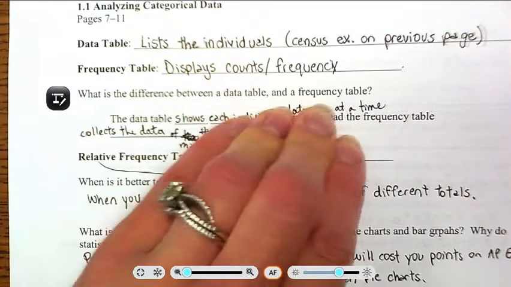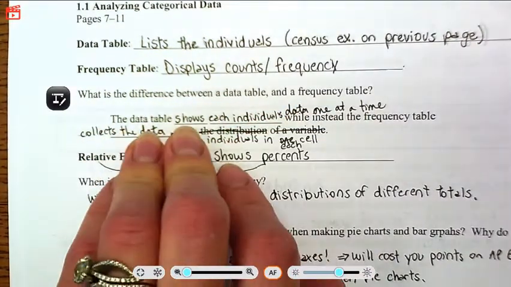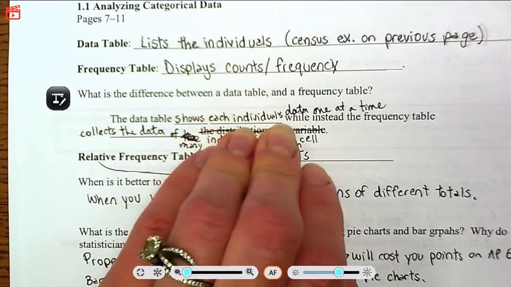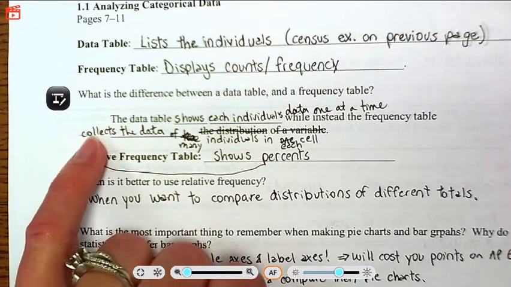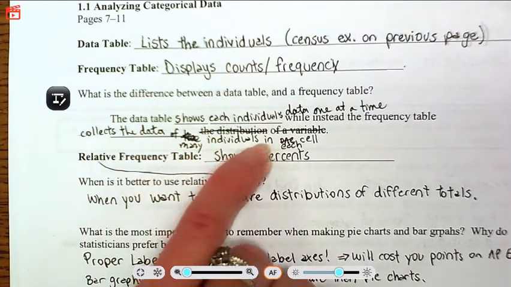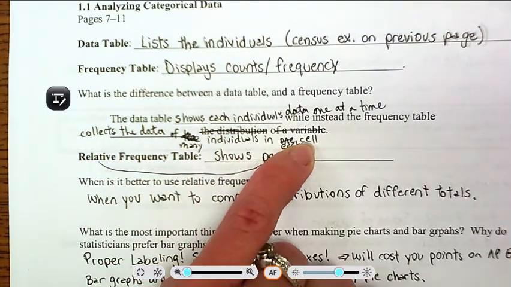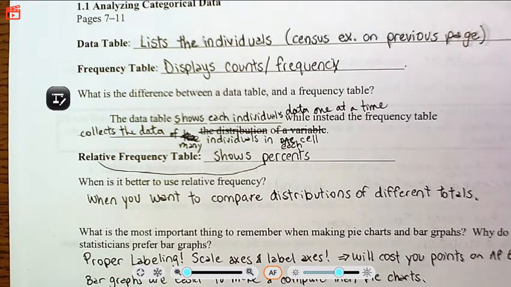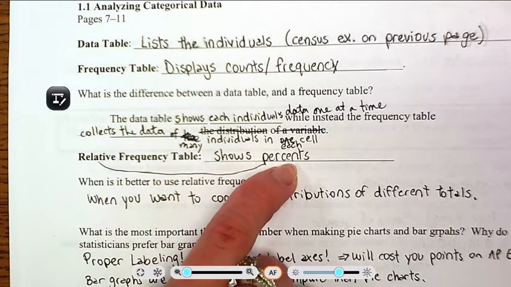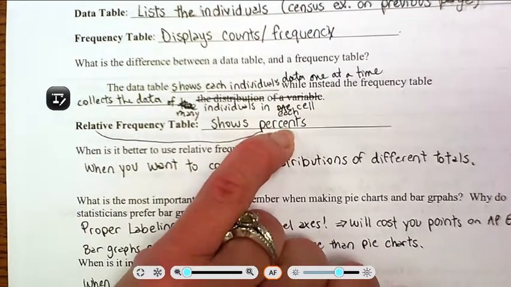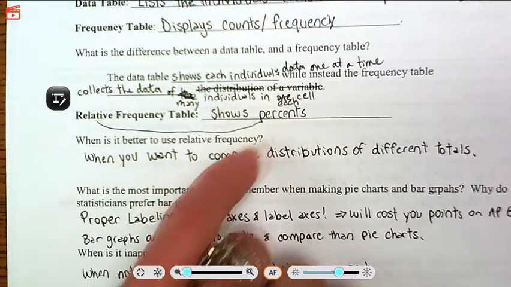What is the difference between a data table and a frequency table? The data table shows each individual's data one at a time, while the frequency table collects the data of many individuals in each cell. A relative frequency table shows percents instead of just counts of people in each row.